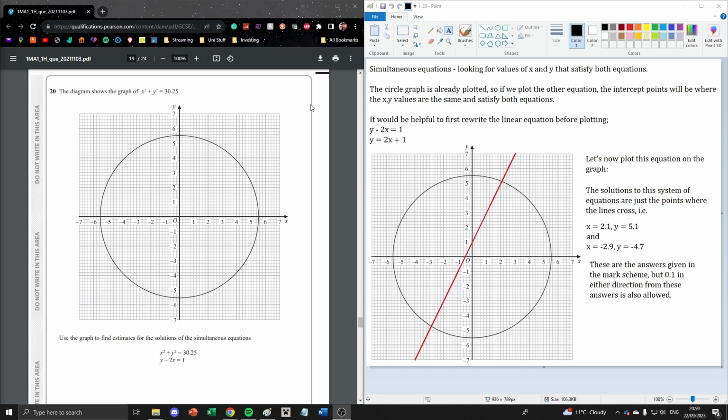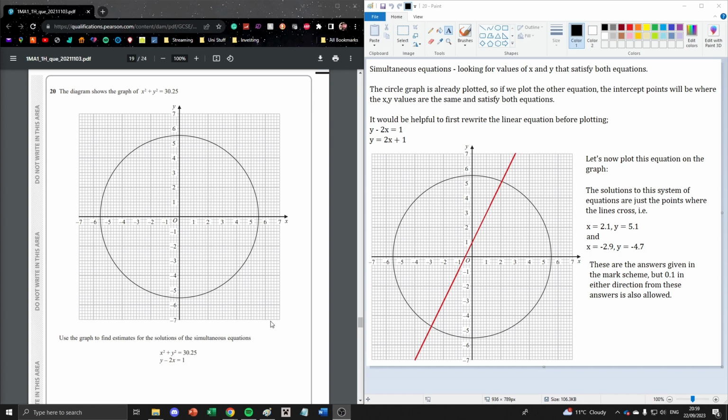Question 20 is about both circles and simultaneous equations, and even brings in a little bit of graphically estimating solutions. So the diagram shows a graph of x squared plus y squared is 30.25, which you should know is the equation of a circle, which is what we're given. And we're asked to use this graph to find estimates for the solutions of the simultaneous equations x squared plus y squared equals 30.25 and y minus 2x equals 1.